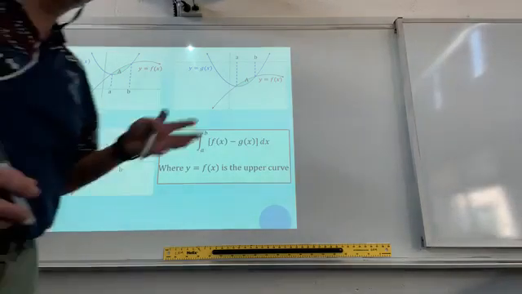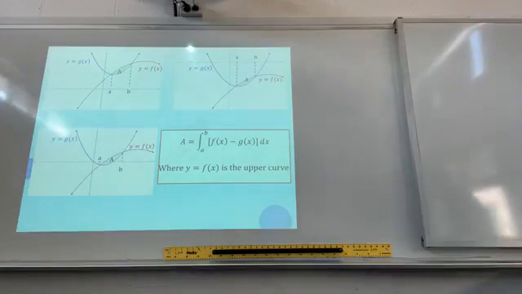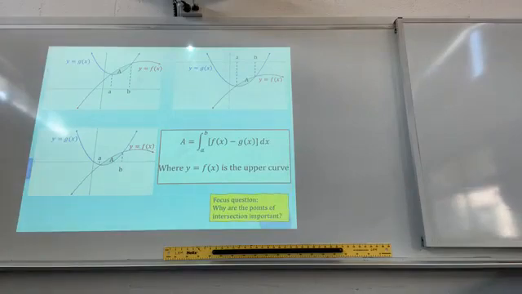So now what I'm going to do is let's do some examples. Now, the focus question is: why are the points of intersection important? The bounds. Yes, you definitely need to know the bounds. If you don't know the points of intersection, you will not be able to find the area.